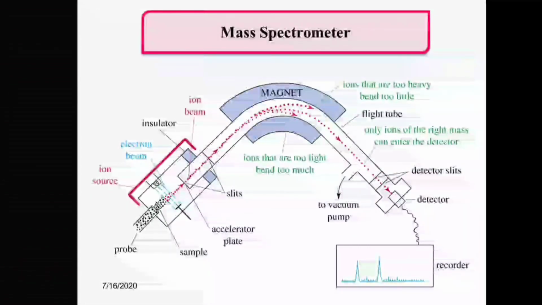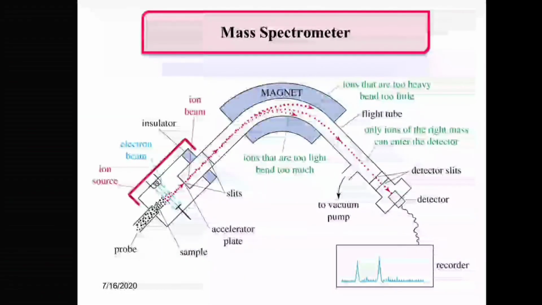Then there is a magnetic field in which you can see there are 3 different types of ions. Ions that are too light bend too much, whereas ions that are too heavy bend too little. Only ions of the right mass can enter the detector, and this is called the flight tube, right? This is the flight tube. That is why it is called TOF, time of flight. So this is a flight tube. So now here only ions of the right mass can enter the detector.